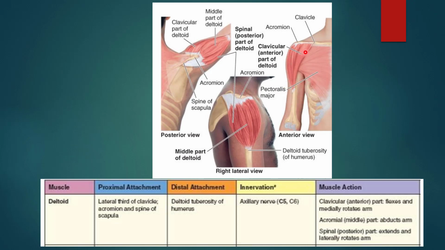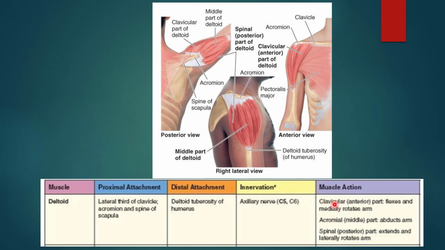The axillary nerve is the nerve which innervates the deltoid muscle. There are only two muscles which are supplied by the axillary nerve: one is the deltoid and the other one is the teres minor muscle. Remember this thing. This can be asked in viva exams, and in MCQs it is asked that the axillary nerve supplies the deltoid muscle and the teres minor muscle. C5 and C6 is the root value.